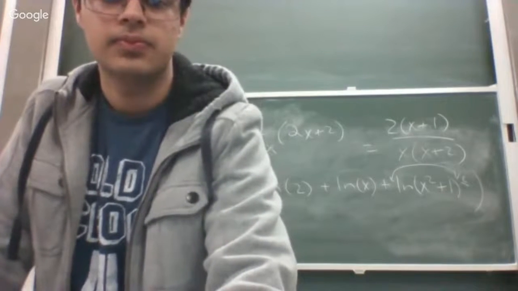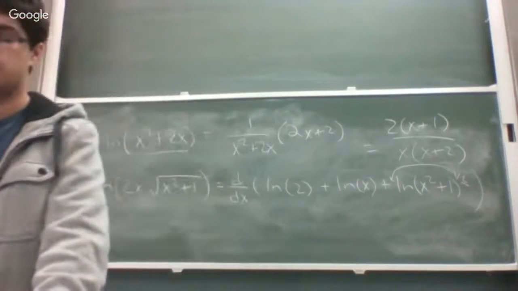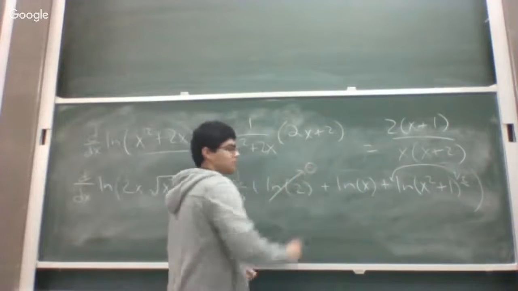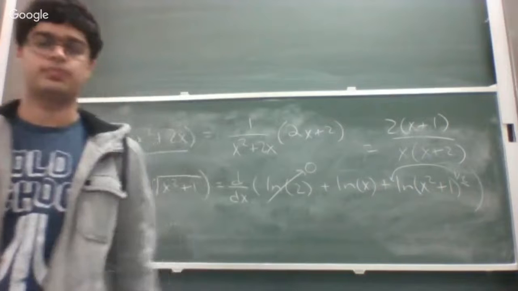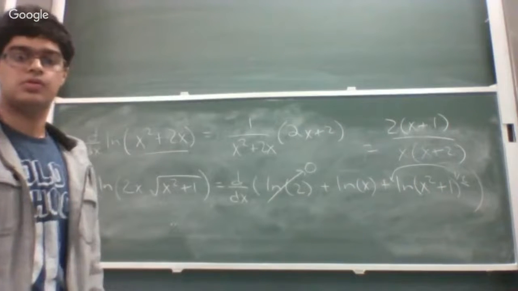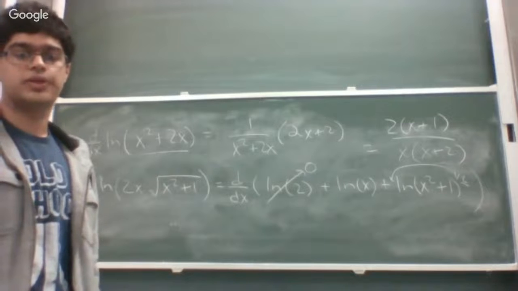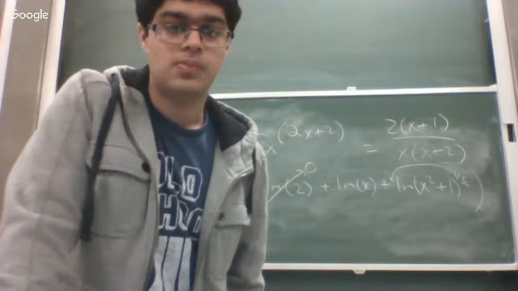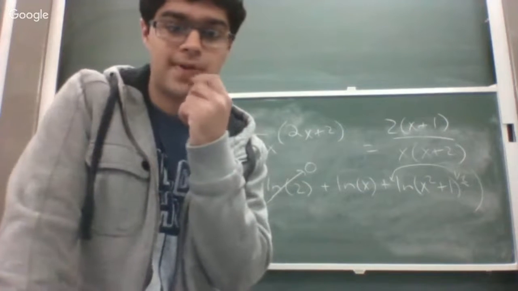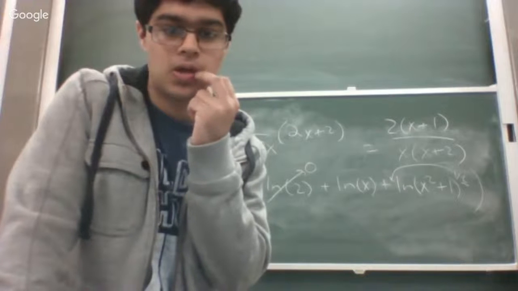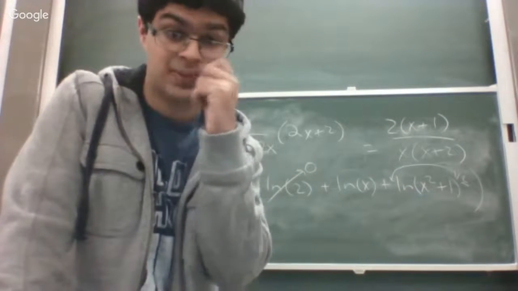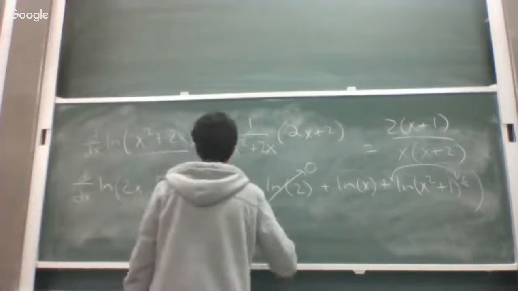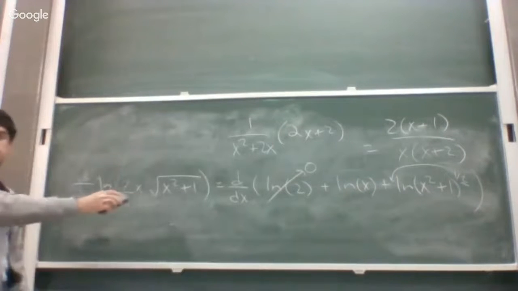Did you say that the derivative of the natural log of the constant is 0? Yeah. So the natural log of 2 is 0? Yeah, this is going to go to 0. Now, wait, let me see. Okay. This one is a good one. Are you guys good with this?